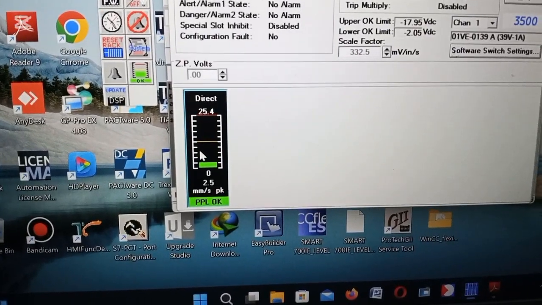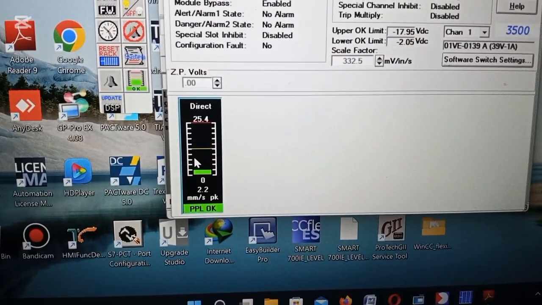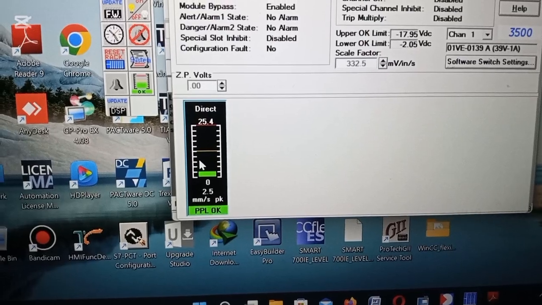This is our vibration, it is fluctuating.